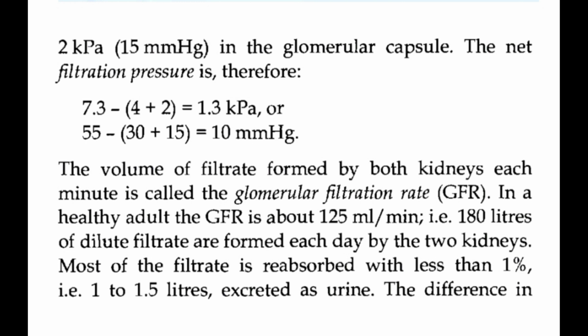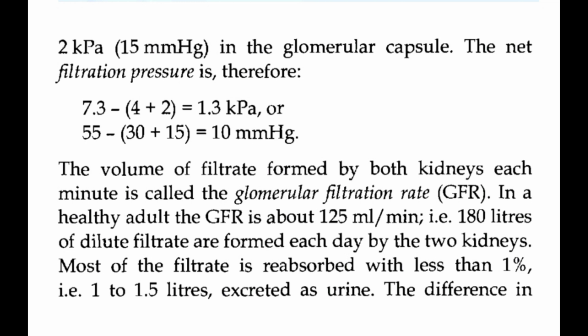2 kilopascal means 15 mmHg in the glomerular capsule. The net filtration pressure is therefore 7.3 minus 4 plus 2, equal to 1.3 kilopascal, or 55 minus 30 plus 15, equal to 10 mmHg.